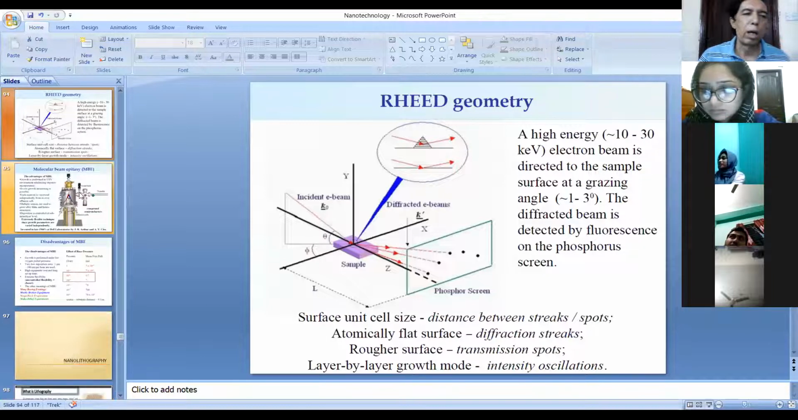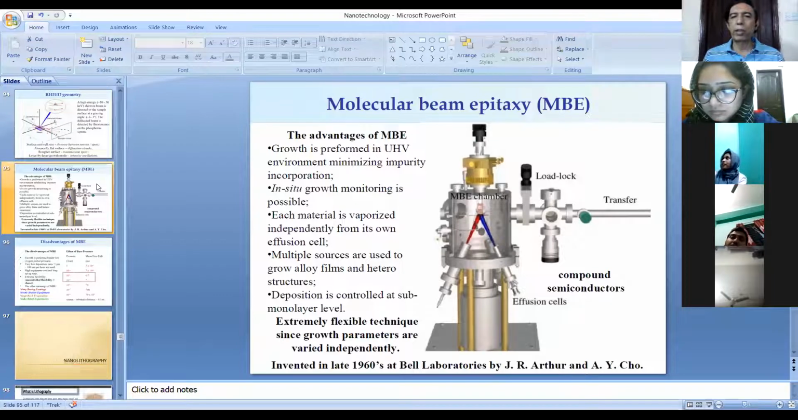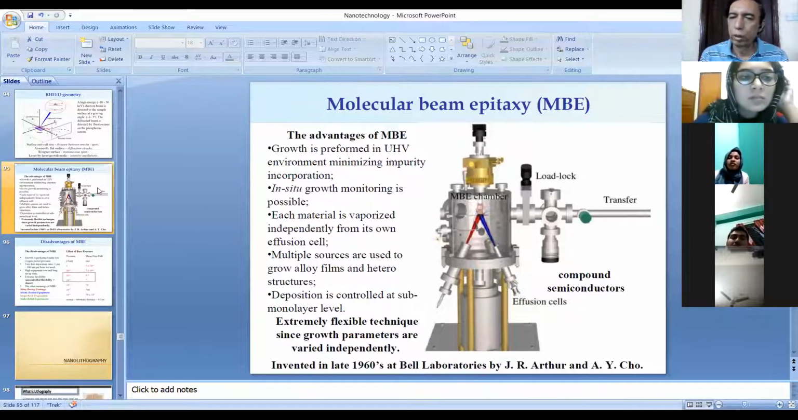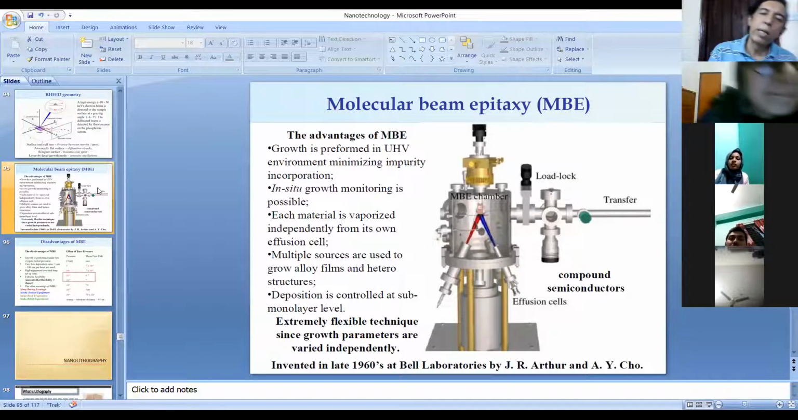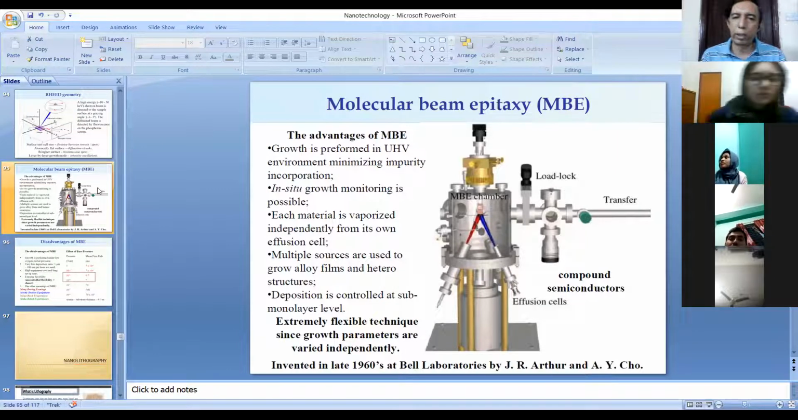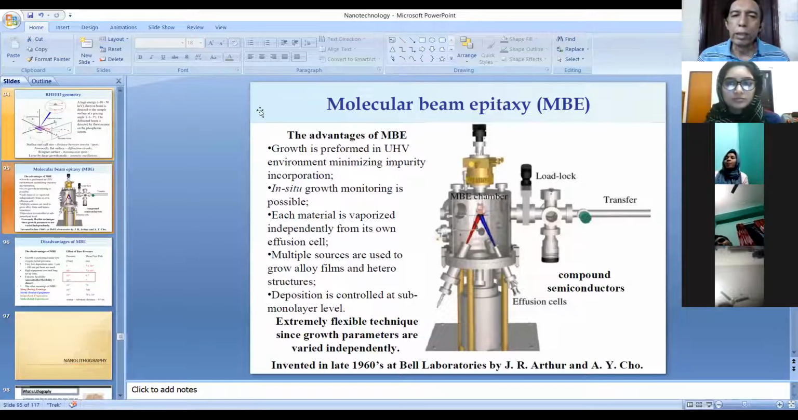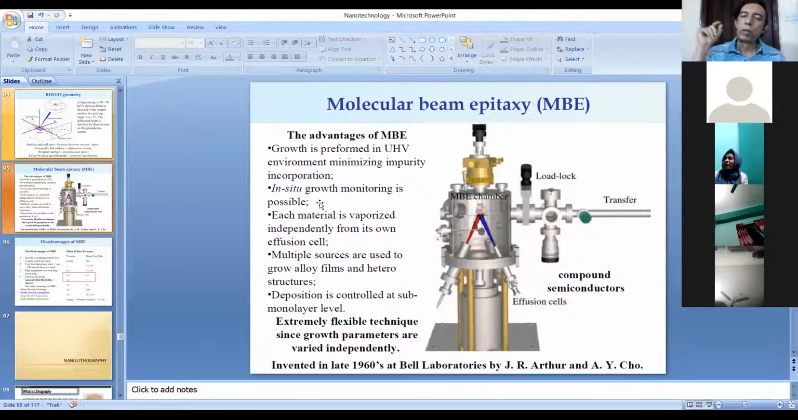So there are some advantages and disadvantages of the molecular beam epitaxy method. The first advantage is you can prepare whatever thin film you like. And second, the growth monitoring is possible. And it is very pure. Your thin film will be very pure.